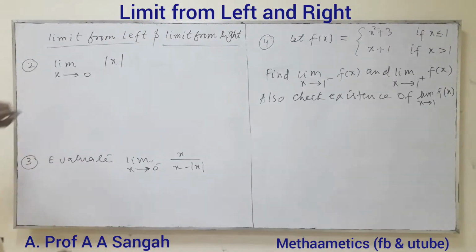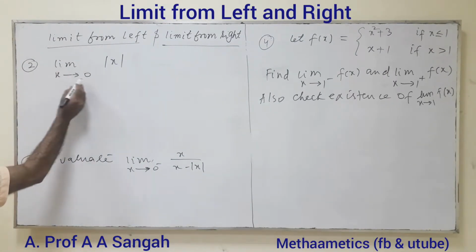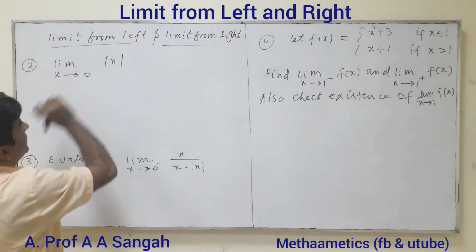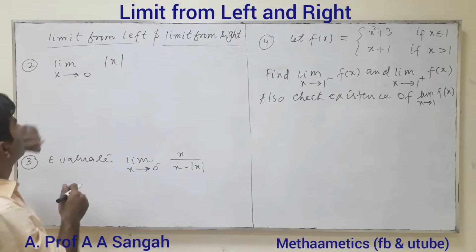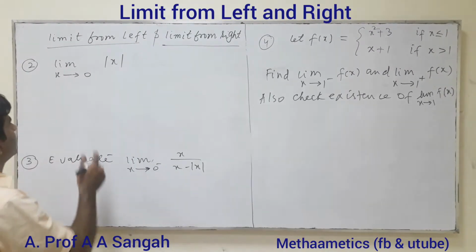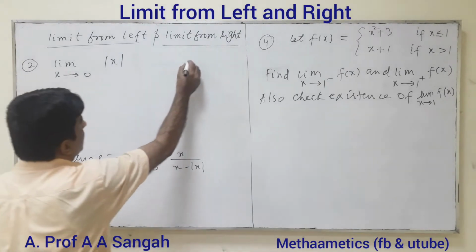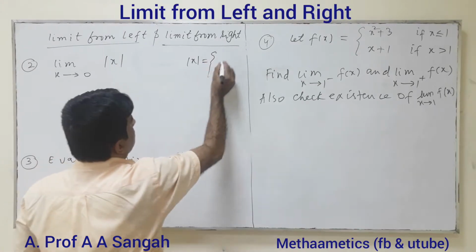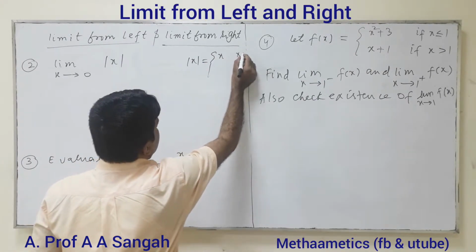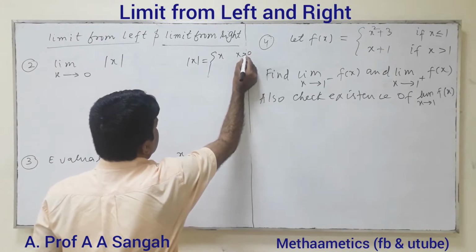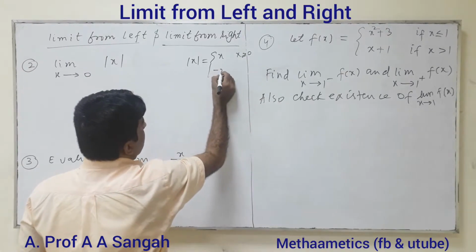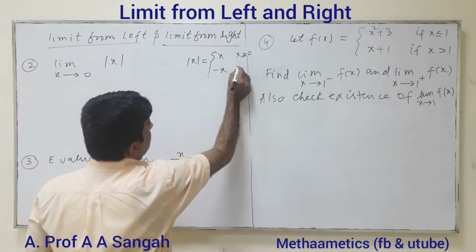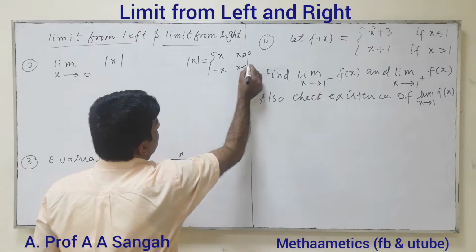Let's solve some more examples. Limit x tends to 0 of this function. This is an absolute value function. Let's find its limit. We know well that the absolute value function equals x when it is from the right hand side, and when it is from the left hand side, less than 0, it is minus x.